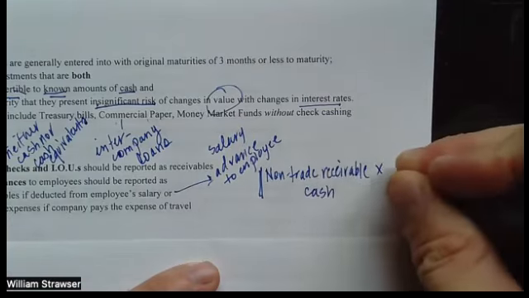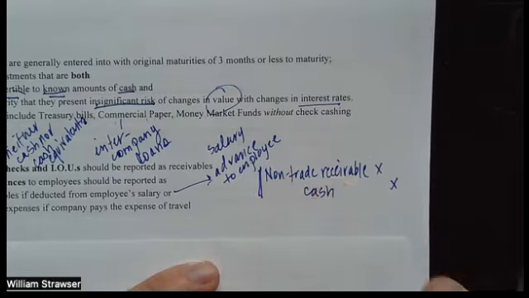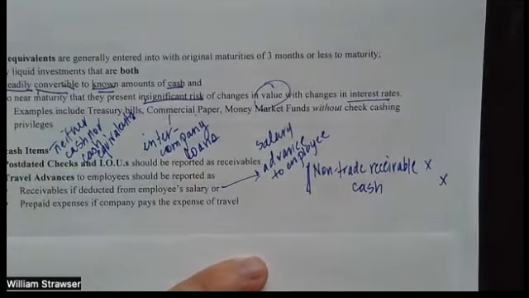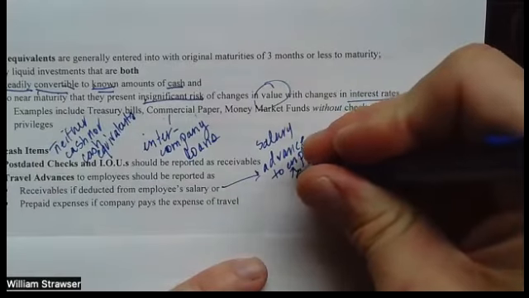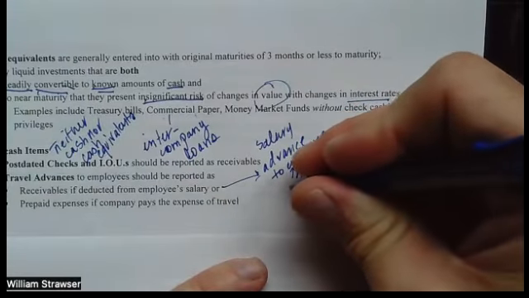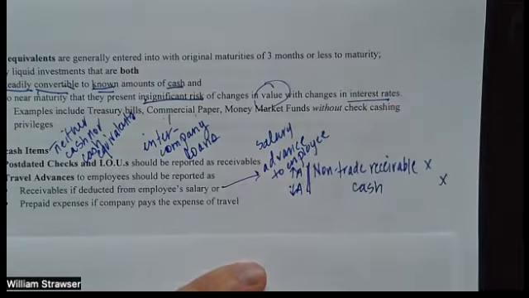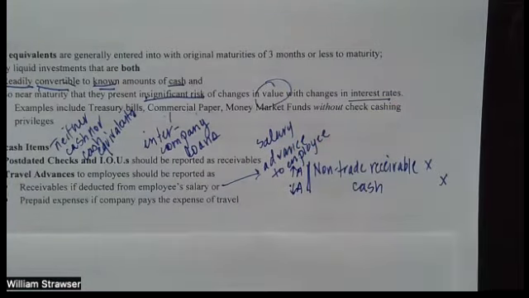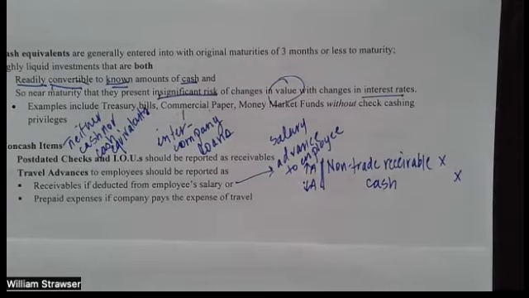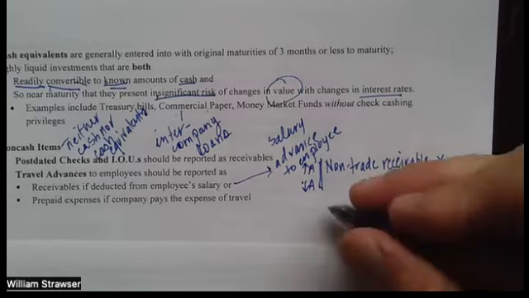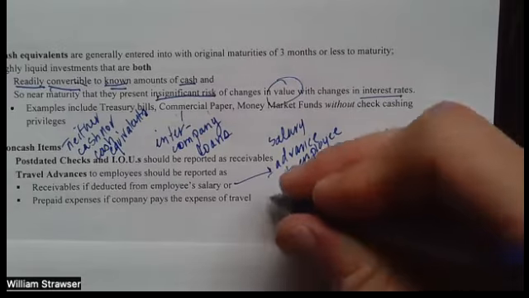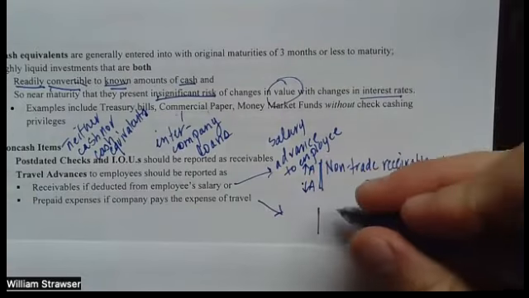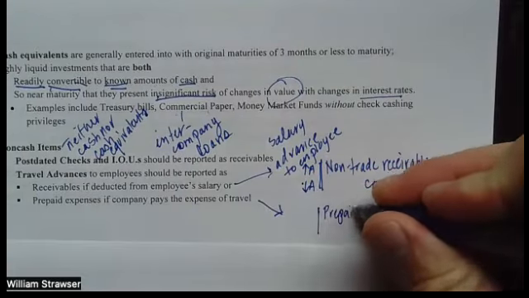But we would give them the cash. So we credit cash, we debit a non-trade receivable. That is also an asset. It's a current asset, because what we're going to do then is in the future, when the employee gets paid, we're going to take it away from the amount of pay that we owe them. If the company just goes ahead and pays for the expense itself, then it's a prepaid travel expense instead, and will be expensed when the employee takes the trip.